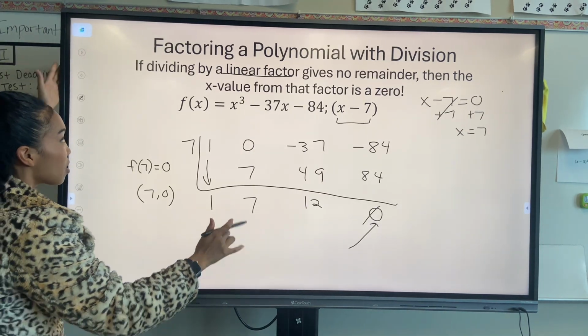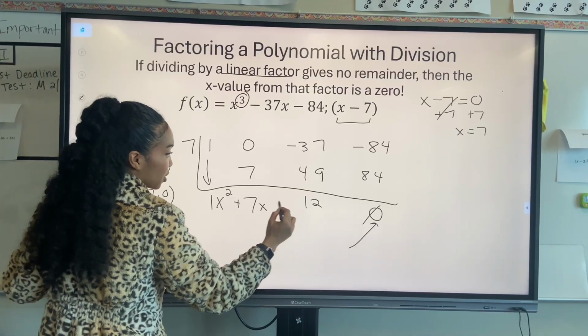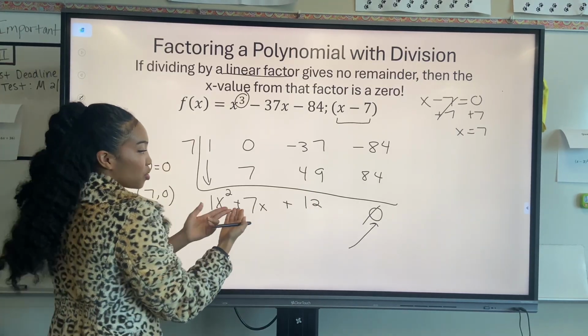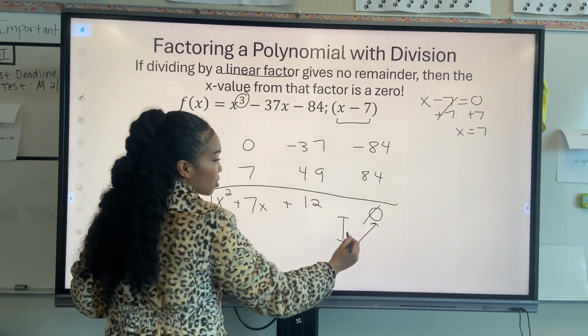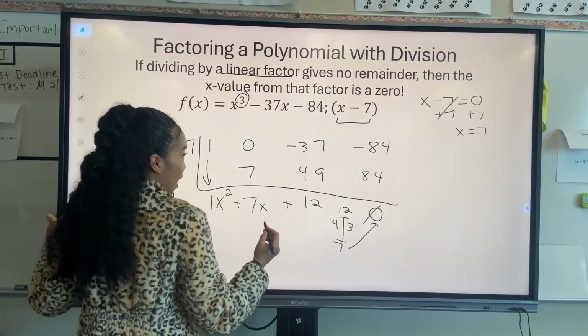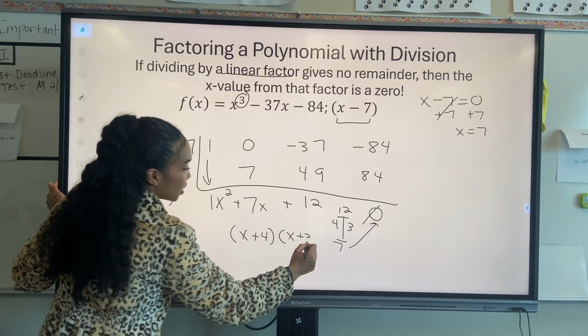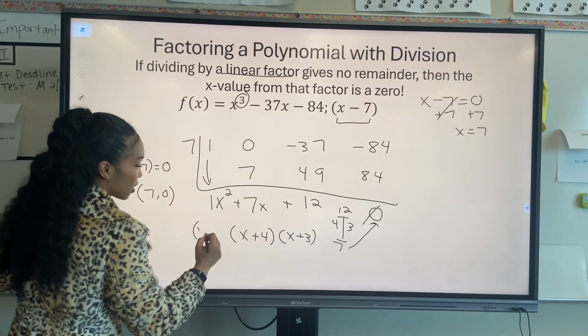We're not done. This was a cubic, so this is a squared, this is your linear, this is your constant. Now you can factor this. You need two numbers that multiply to 12 and add to 7. That's 4 and 3. So your other factors are x plus 4 and x plus 3, and the one we found in the beginning, x minus 7.